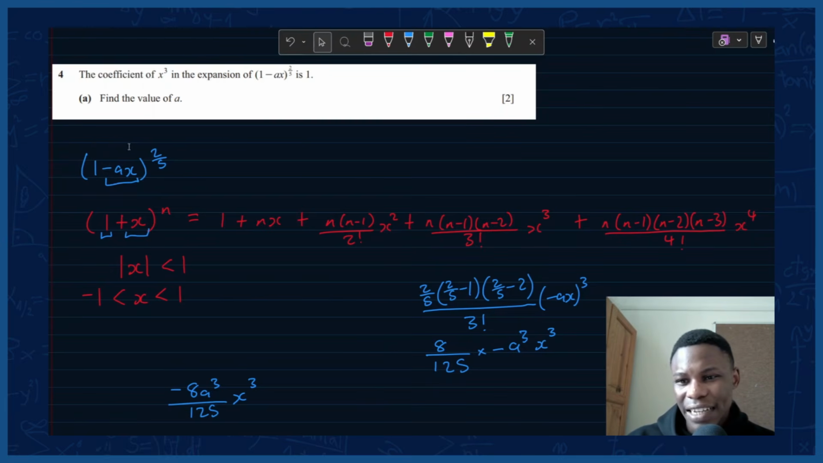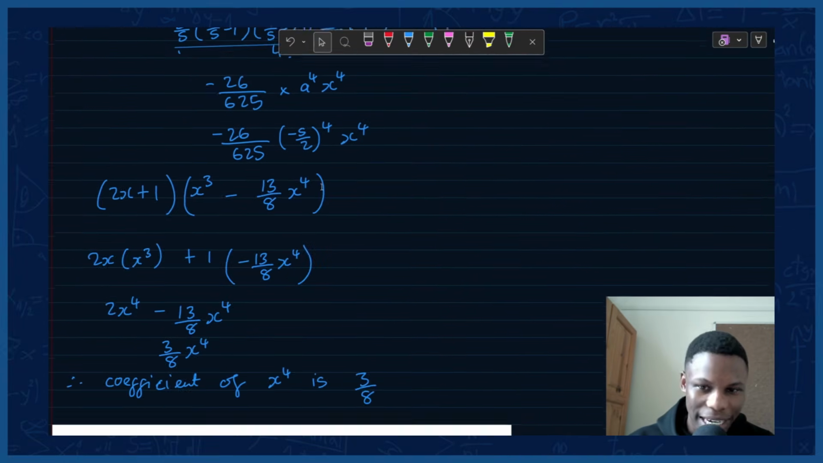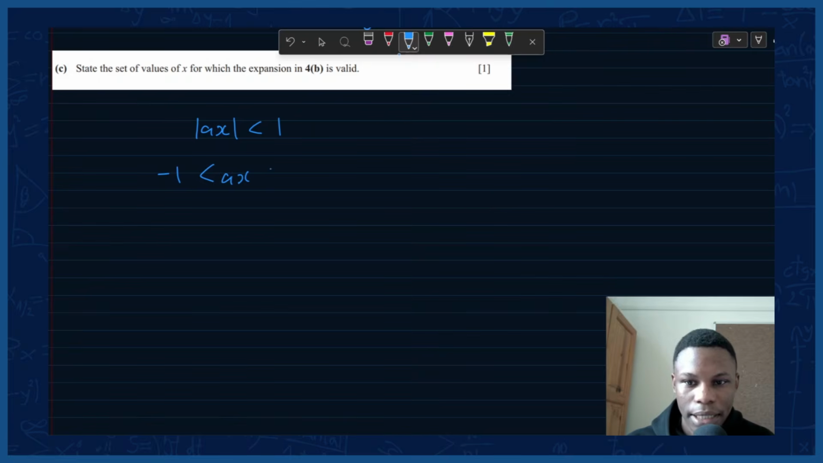So in the position of x, we had negative ax. You can ignore the negative sign, it's not going to make a difference. So in the position of x, we had ax. So we need to make sure that the modulus of ax is less than 1. Or we need to make sure that ax is between negative 1 and 1. So that's what we need to do. So this expansion would be valid if mod ax is less than 1, which is the same as if ax is between negative 1 and 1.